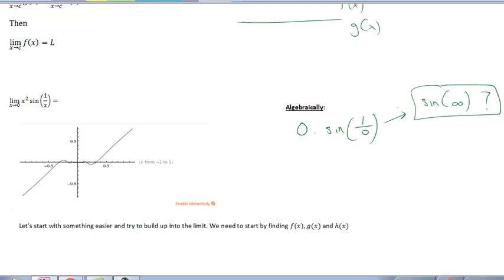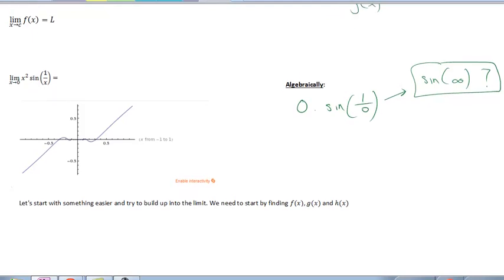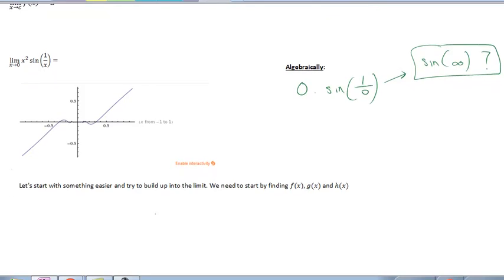So maybe there's another way to do this problem using the squeeze theorem. Well, in order to use the squeeze theorem, the first thing I need to do is find this idea of g of x less than or equal to f of x less than or equal to h of x. And we need to find this relationship between the functions. Well, let's just start with that piece, sine of 1 over x, because that's the piece that's causing issues.